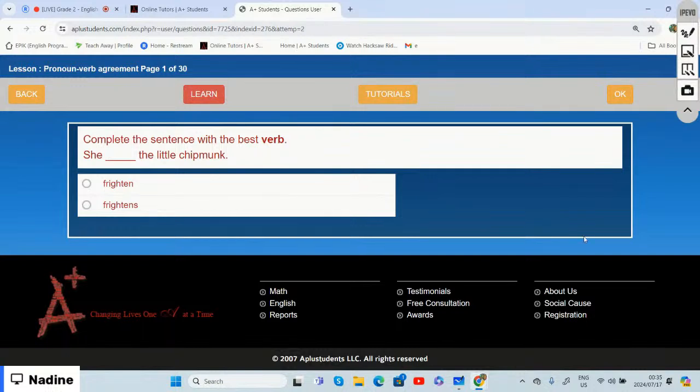All right. So we say she, first to one lady, one girl. She. Do we say she frightened the little chipmunk, or she frightens the little chipmunk? We need to choose the correct word. Do we say she frightened the little chipmunk, or she frightens the little chipmunk? She refers to one person.